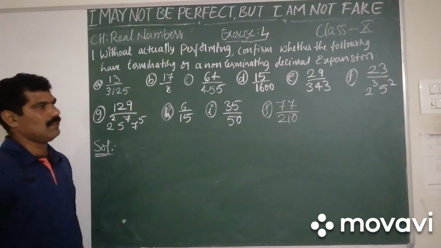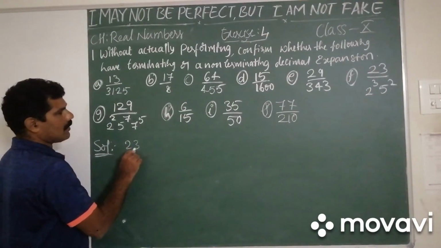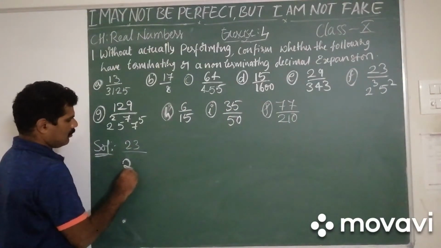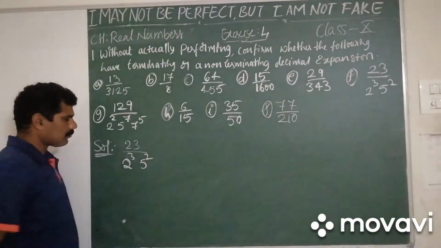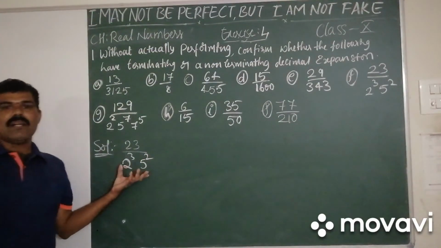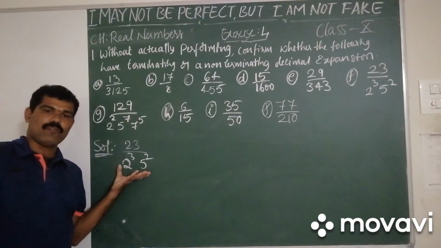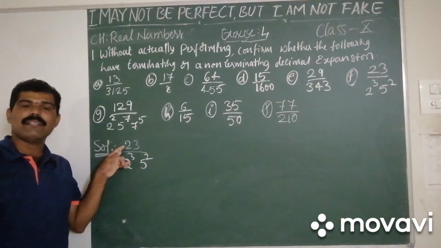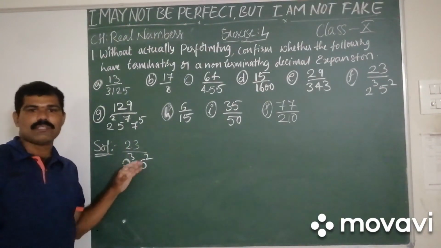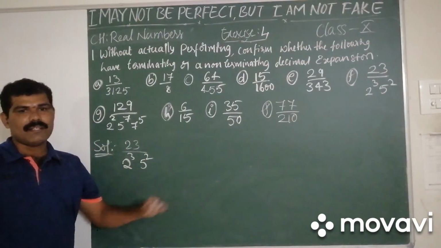Now sixth one, that is 23 by 2 to the power of 3, 5 to the power of 2. So as we discussed, the denominator is in the form of 2 to the power of n into 5 to the power of m, so that we can say easily that the given rational number gives us a terminating decimal.